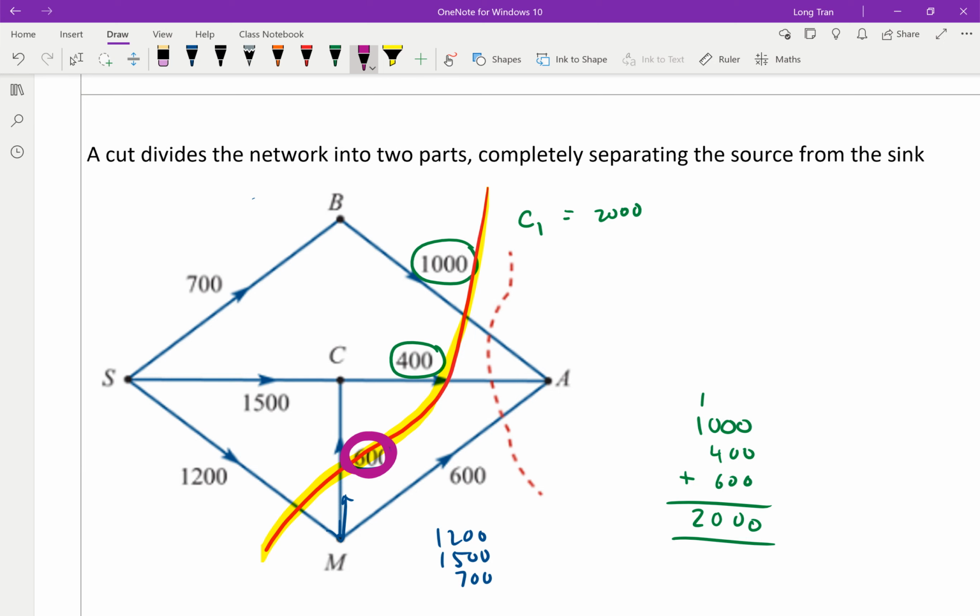So I've got 1200. I've got this side here, that's 400. And then this is 1000. So let's calculate that together now. So that's 1000 plus the 1200 plus the 400, which still is bigger than 2000. So what is my best minimum cut was the first one I did. That's going to be your max flow. So your max flow is 2000.